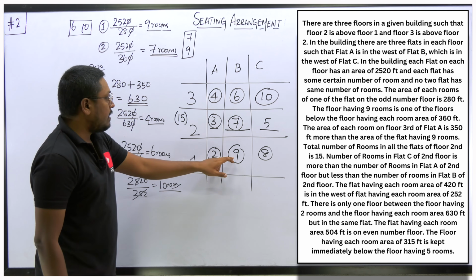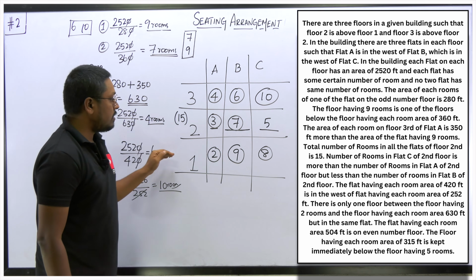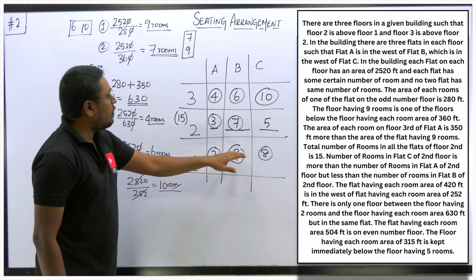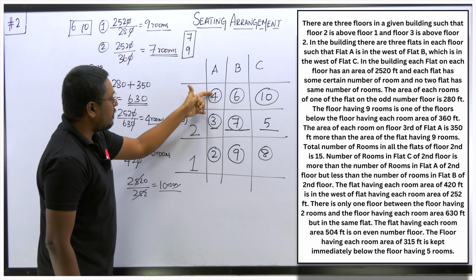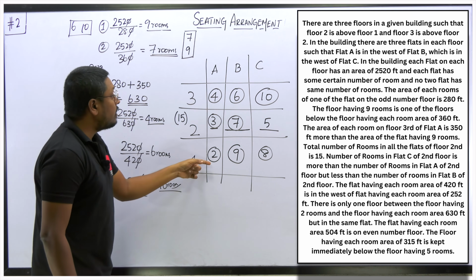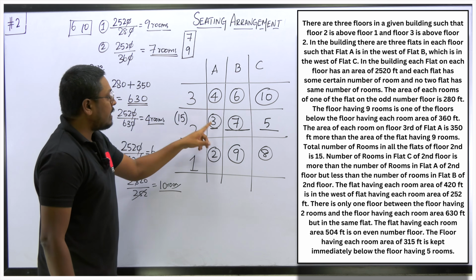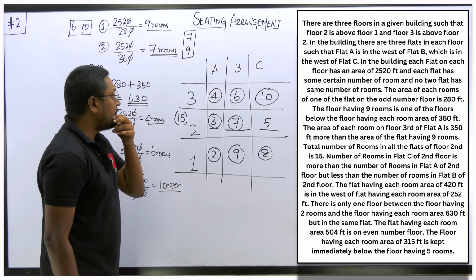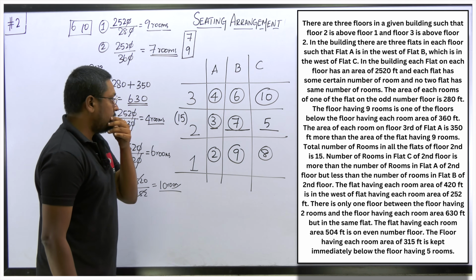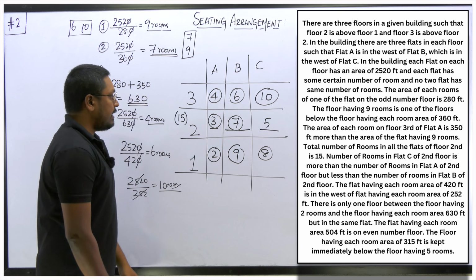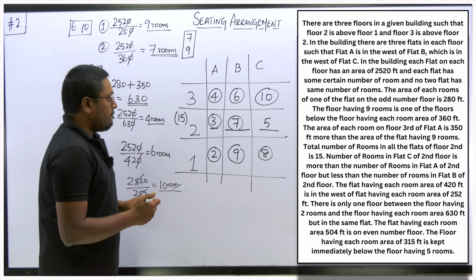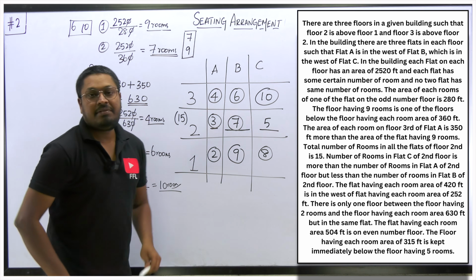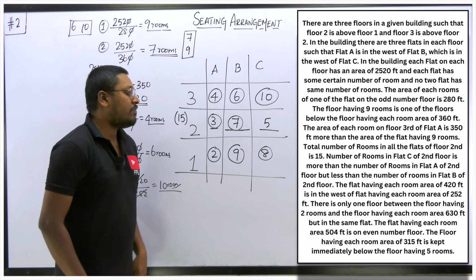Okay. And the 9 rooms is on the odd number floor. Okay, right? So the flats having 4 rooms and 2 rooms have a gap of 1 floor. Yes. Okay, that's it. So finally we fixed the arrangement, right? We got an answer for this.